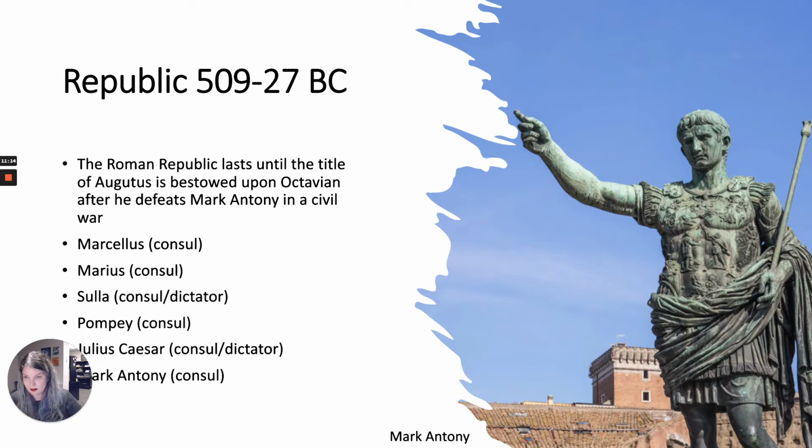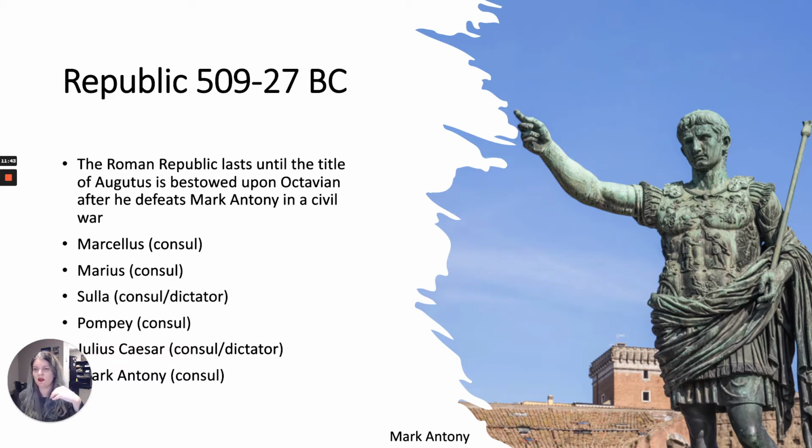and the Roman Republic lasts until the title of Augustus is bestowed upon Octavian after he defeats Mark Antony in a civil war. So you remember I just told you that the Senate has those two consuls, which is kind of like a weaker version of a president, and then they can temporarily make them a dictator in times of crisis. Well, with Octavian, they decide to give him a different title, Augustus. They don't really decide so much as he makes them, and that makes him the permanent dictator, basically.